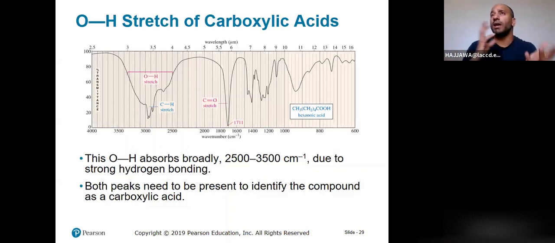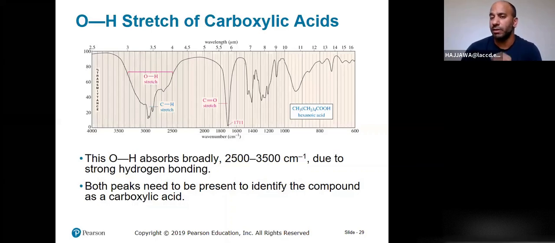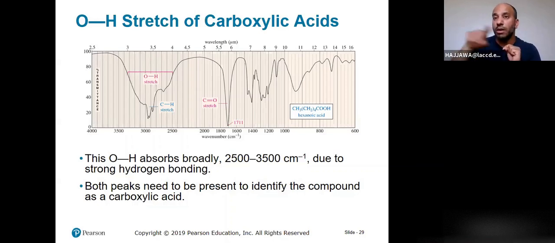Note, how can I make a difference between alcohol and carboxylic acid? Alcohol is not going to have a peak around 1700. Carboxylic acid is going to have a peak around 1700. So that's the difference between an alcohol and carboxylic acid. Both will have a broad singlet around 3300.